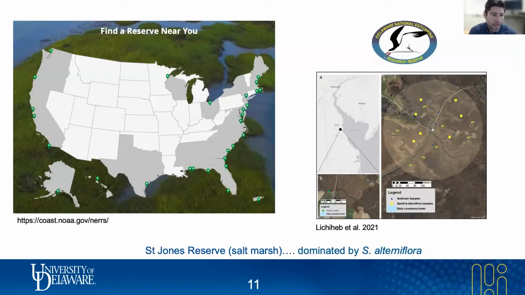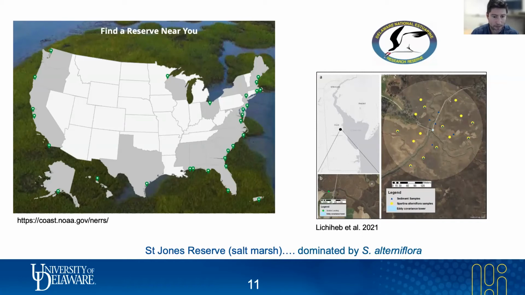Our research site is the St. John's Reserve. St. John's Reserve is part of the Delaware National Estuarine Research Reserve, as I mentioned, part of the NERRS, the National Estuarine Research Reserve System. And there is a map of those reserves across the United States. The reserve is right here in Delaware.